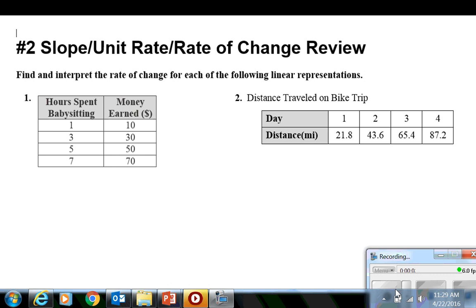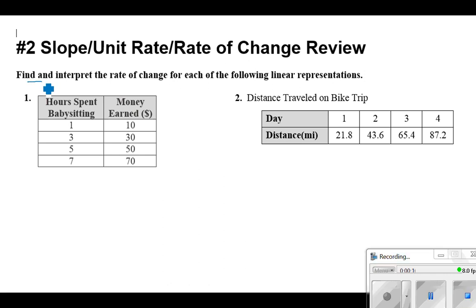Slope, unit rate, rate of change review. And remember, slope, unit rate, and the rate of change mean the same thing. Find and interpret the rate of change for each of the following linear representations. So remember, we have to find and interpret.